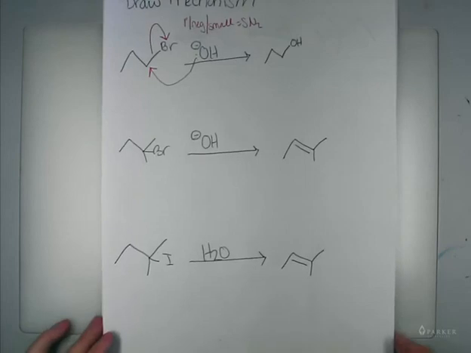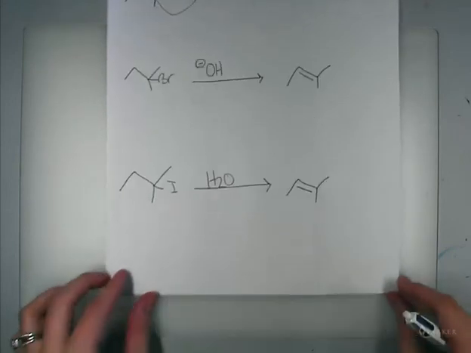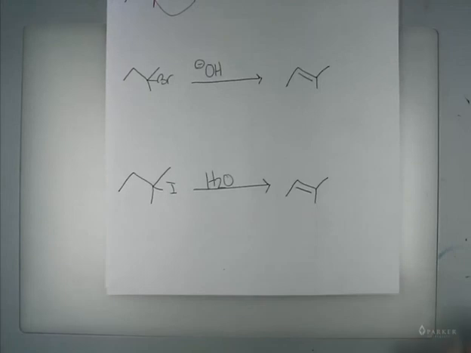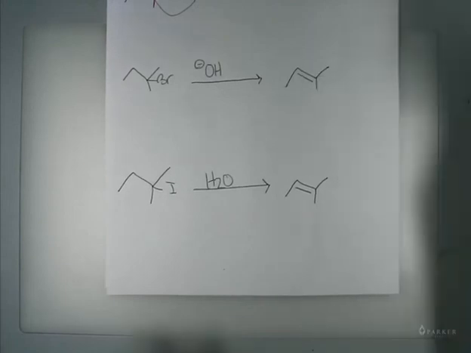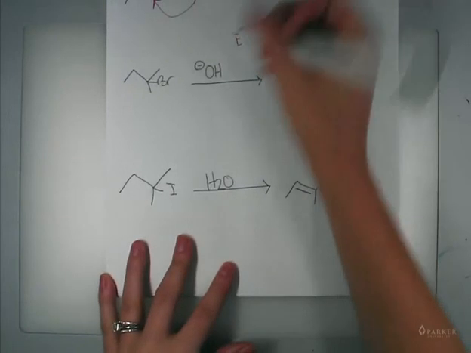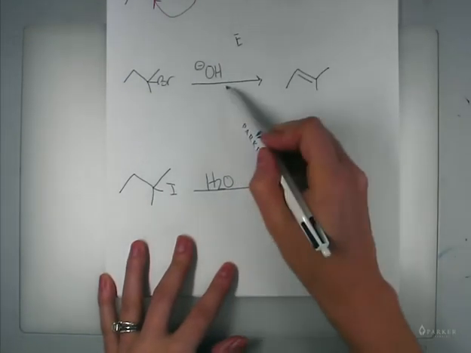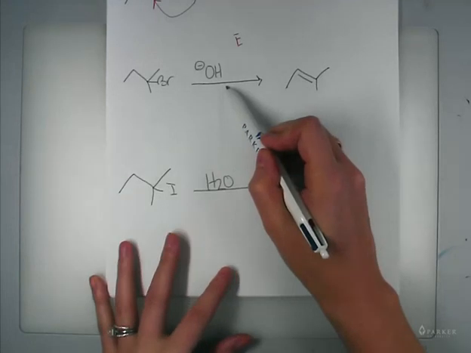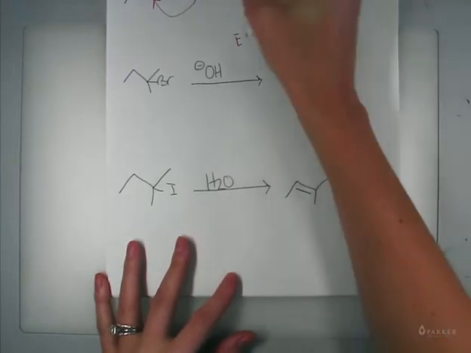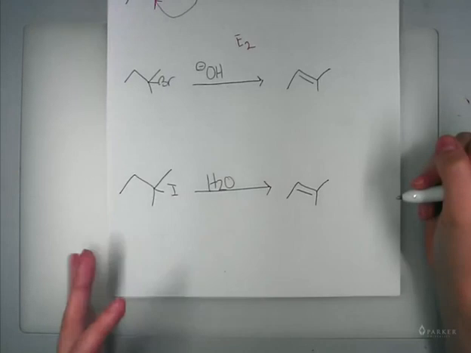What about the next one? What do we have? How do you know it's elimination? Look at the product, the double bond. So I know it's one of my E's. So then let's look right here. What do I have? A negative. So which one will it be, E1 or E2? E2. Your 2's like the negative.